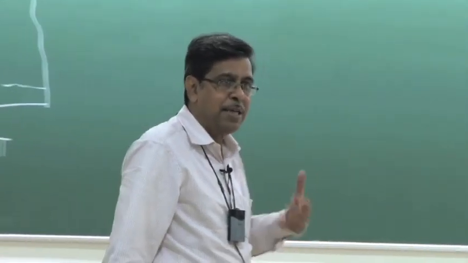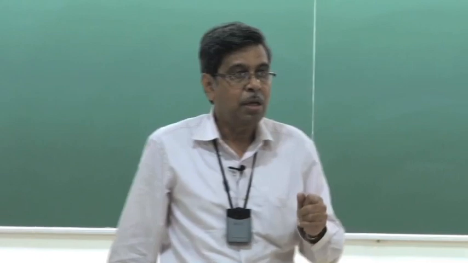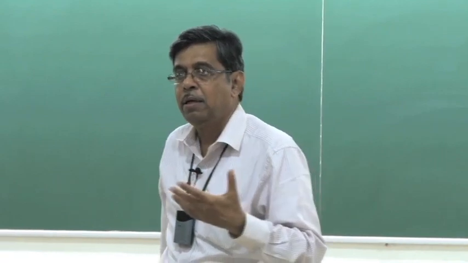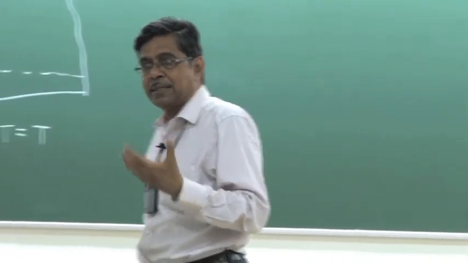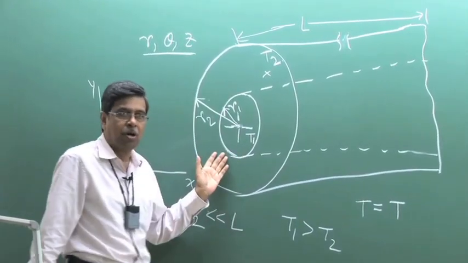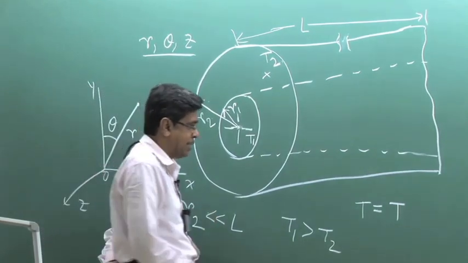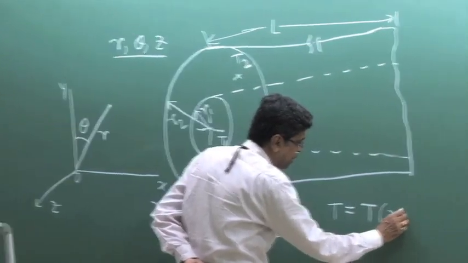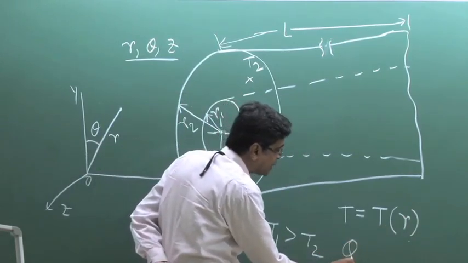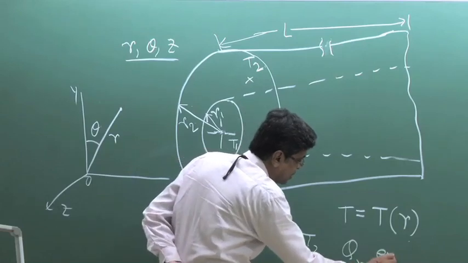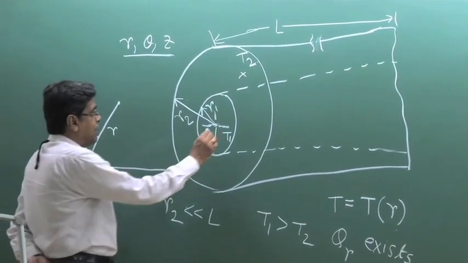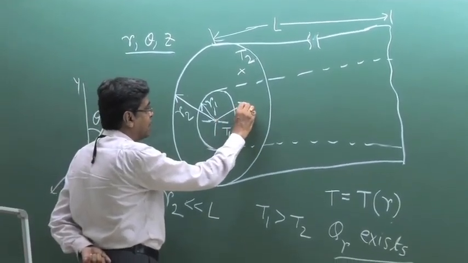A problem becomes inherently unsteady continuously when the boundary conditions are unsteady. But if boundary conditions are steady, after a transient, a system always attains a steady state. So we consider a steady state. In this case, T is a function of R only, and only the heat flux in the R direction exists. Only QR exists. That means there is a heat flux in the R direction, QR.